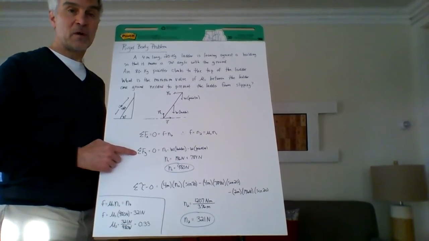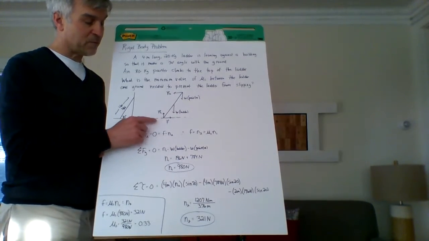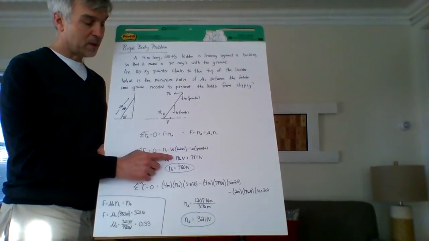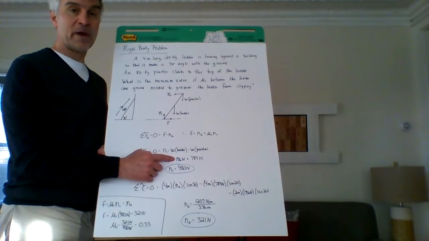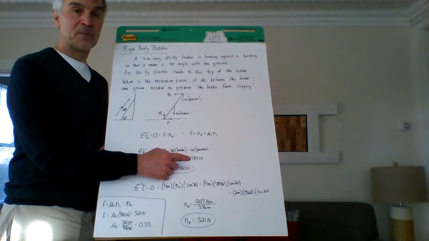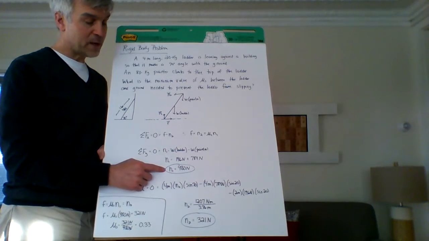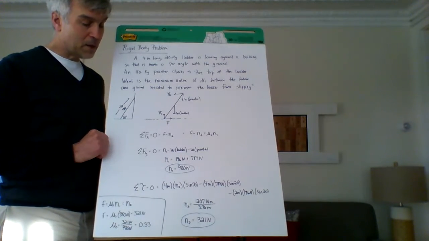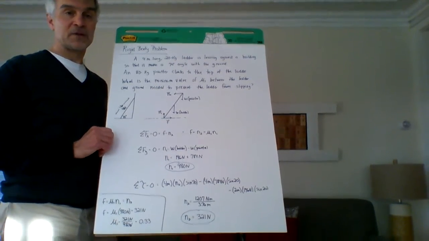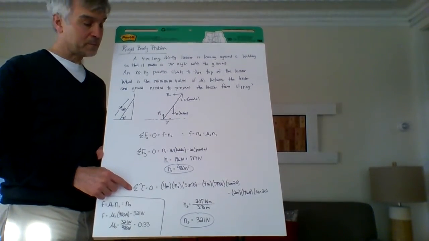And since we know the masses of the ladder and the painter, we can figure out this normal force right now. The 20 kilogram ladder has a weight of 196 newtons. The 80 kilogram painter has a weight of 784 newtons. So that's a total weight of 980 newtons. That's N1. All right, now because the ladder is not rotating, the net torque is also 0.